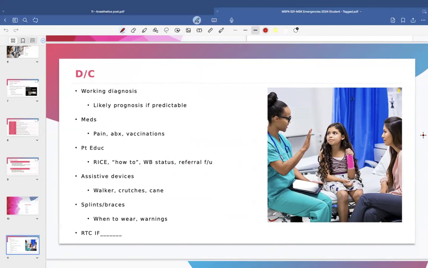Do you guys know if it's physical therapy or occupational therapy that does a home safety evaluation? Occupational, yeah, very good. Do you work as an occupational therapist? Nice.